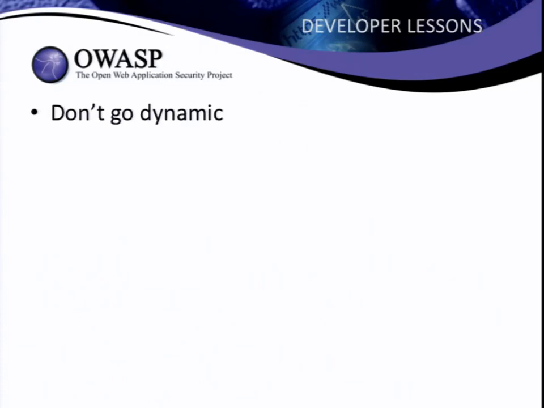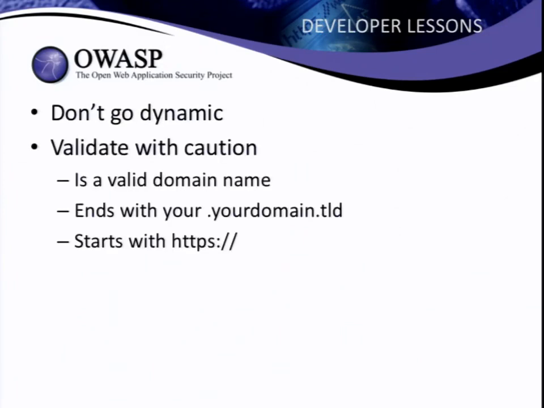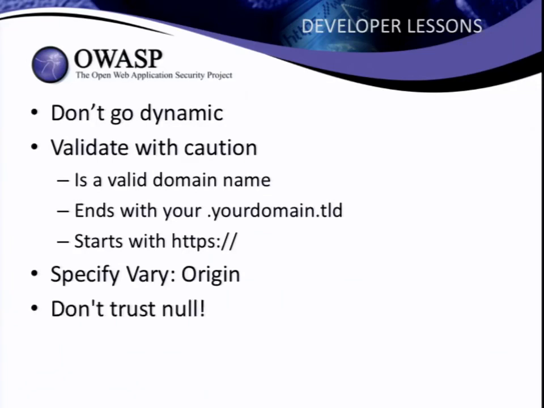Okay, if you're a developer, the key takeaway is if you can, just don't dynamically generate this header, hard code it. However, as we've seen, often you have no choice, and you just need to validate the origin with a huge amount of paranoia, basically. And don't forget to specify Vary: Origin, and don't trust the null origin under any circumstances whatsoever. Please, it's the worst. I really don't know why the null origin exists.